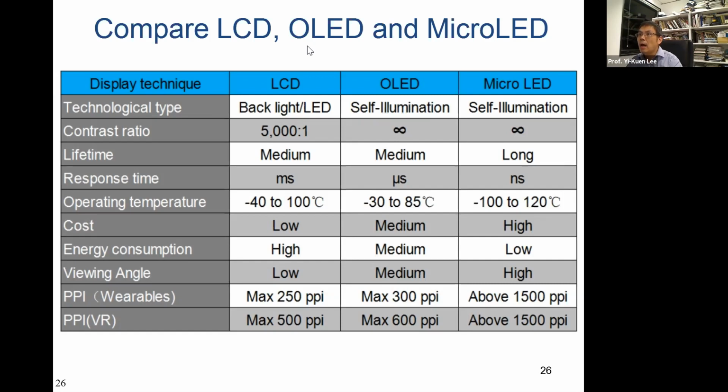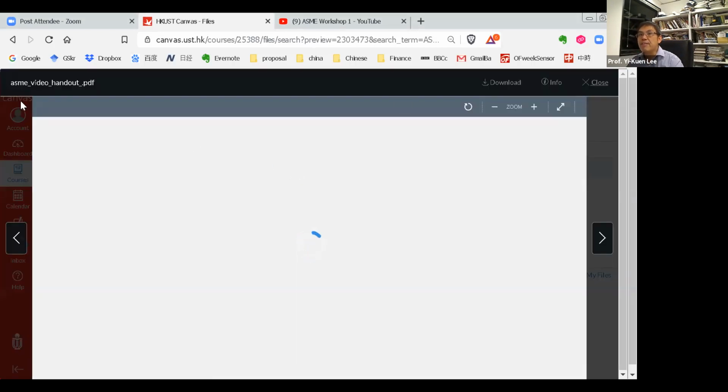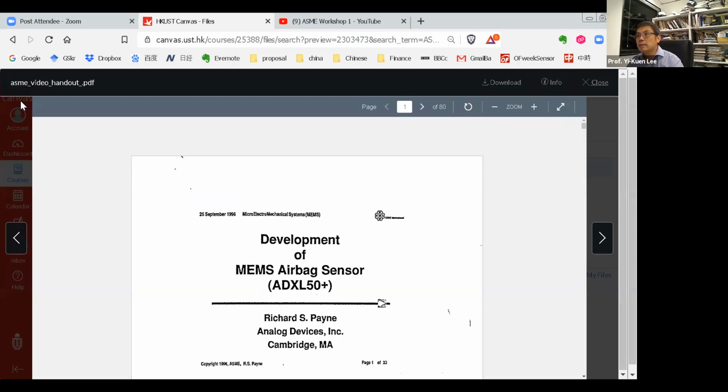So today, I hope I can change gear to show something different. In your campus website, you have this ASME handout. Let me share it with you. If you can access the campus website, you can look at this ASME video. This is a special ASME workshop about MEMS.